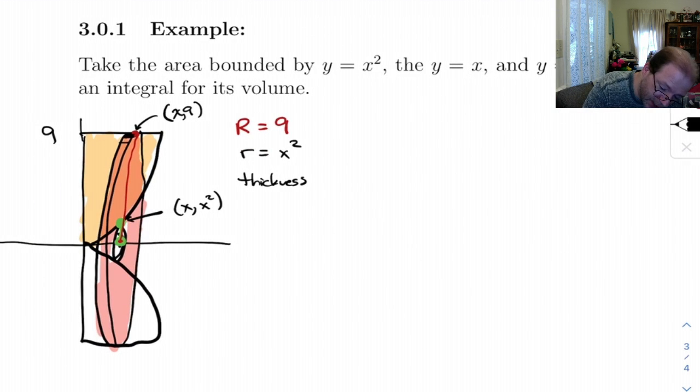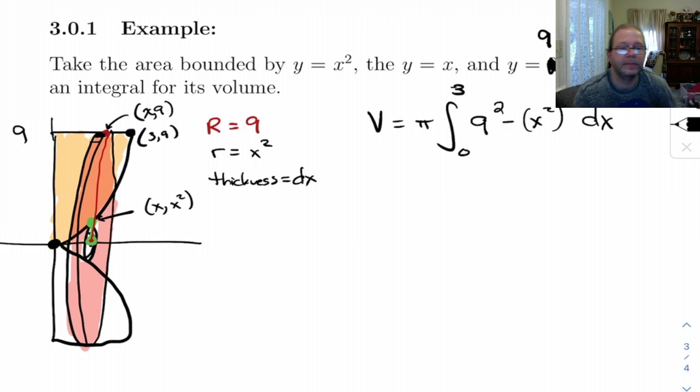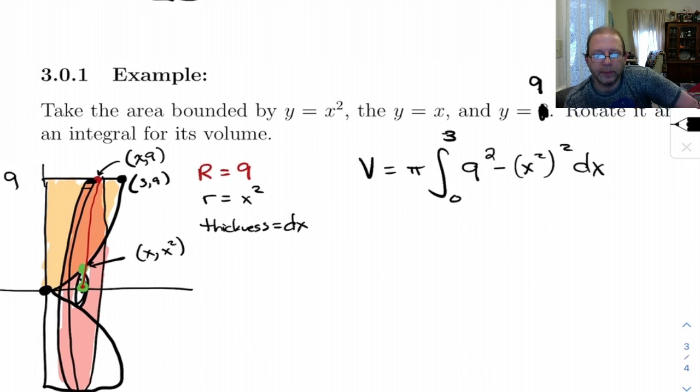So thickness is dx. So my volume is going to be pi times the integral of big radius squared minus little radius squared dx. And we go from 0 to 2. Or no, I'm sorry, we go from 0 to 3, because this point back here is (0, 0) and this point up here is (3, 9). So that's our integral. All right, my drawing there is pretty awful.